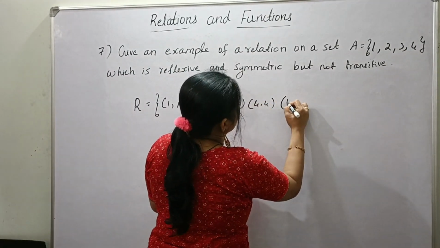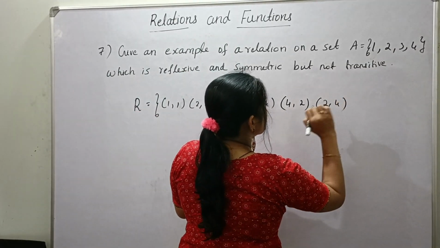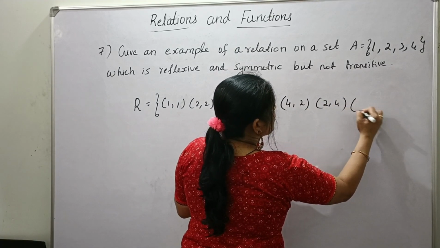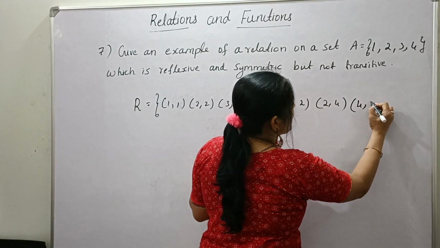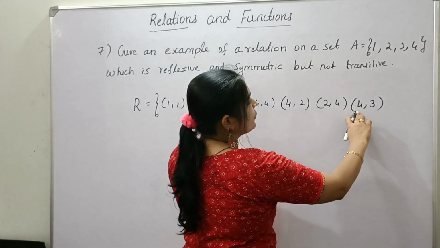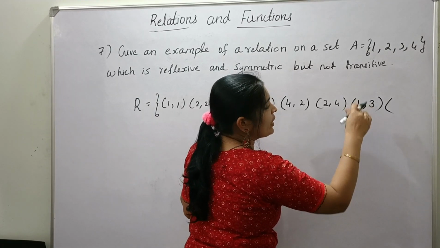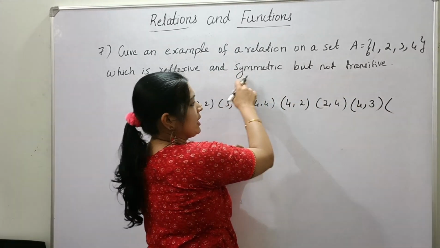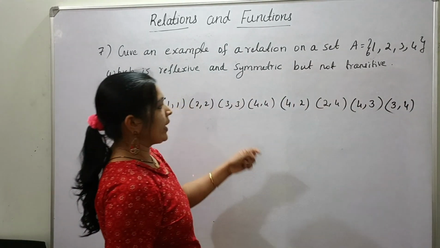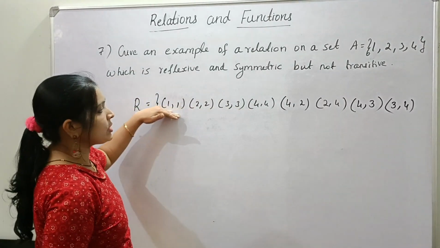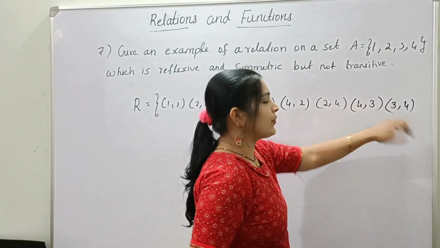Now let us write (4, 2) and (2, 4). For not transitive, (2, 4) and (4, 3). Here I wrote (4, 3), therefore I should write (3, 4) also because it should be symmetric. For reflexive it is okay. Then (4, 2) is there, (2, 4) is here, and (4, 3), (3, 4) is here.